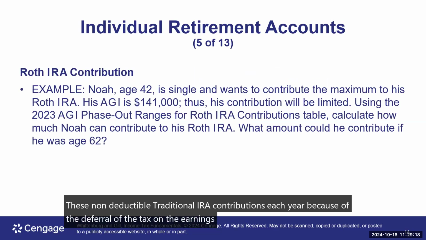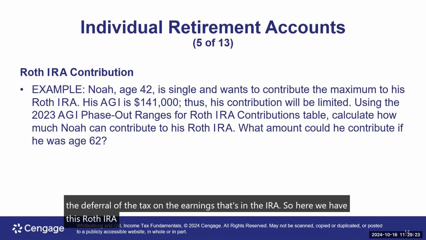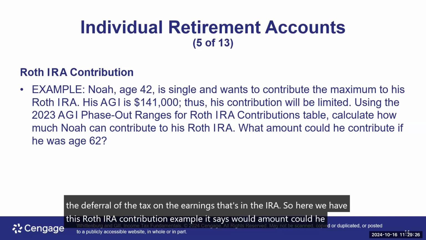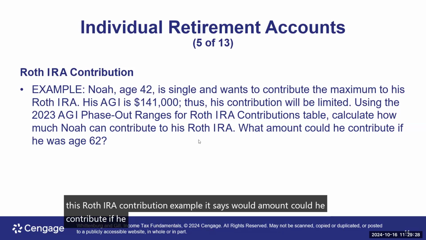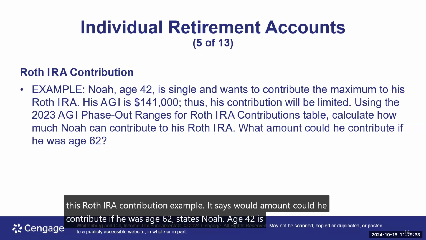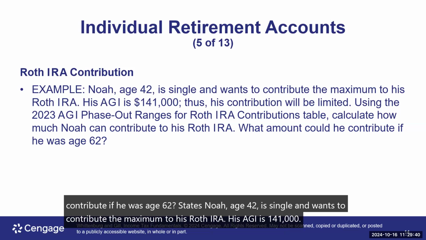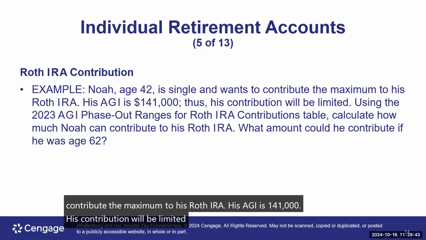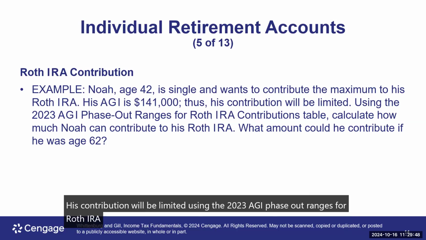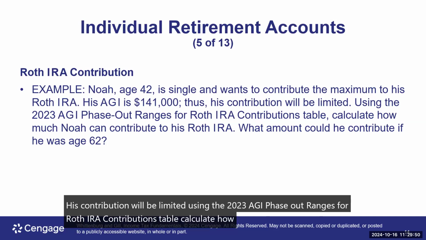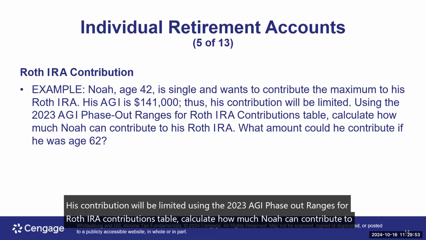So here we have this Roth IRA contribution example. It says, what amount could he contribute if he was age 62? Noah, age 42, is single and wants to contribute the maximum to his Roth IRA. His AGI is $141,000, thus his contribution will be limited. Using the 2023 AGI phase-out ranges for Roth IRA contributions table, calculate how much Noah can contribute to his Roth IRA.